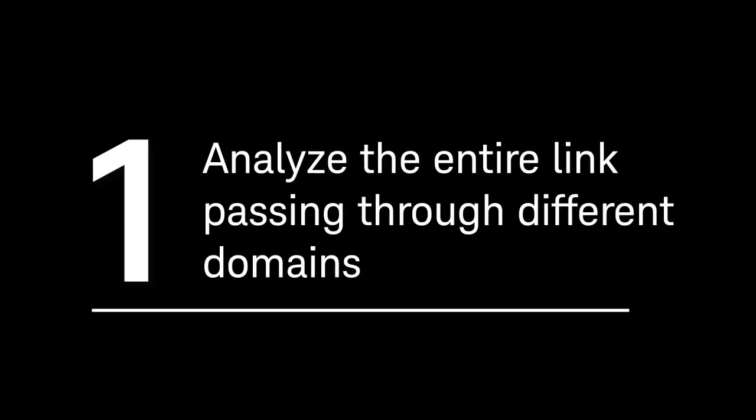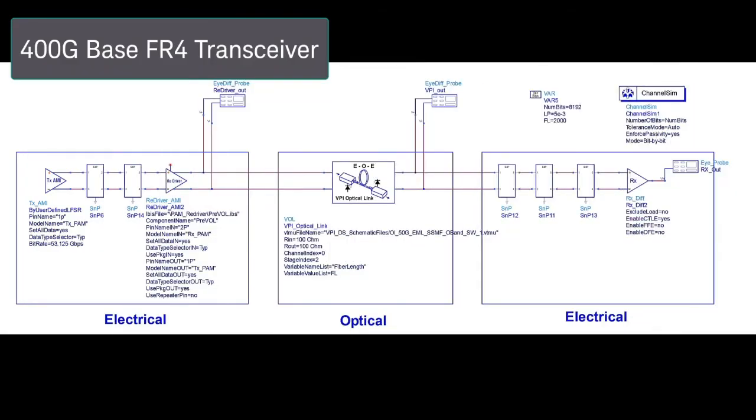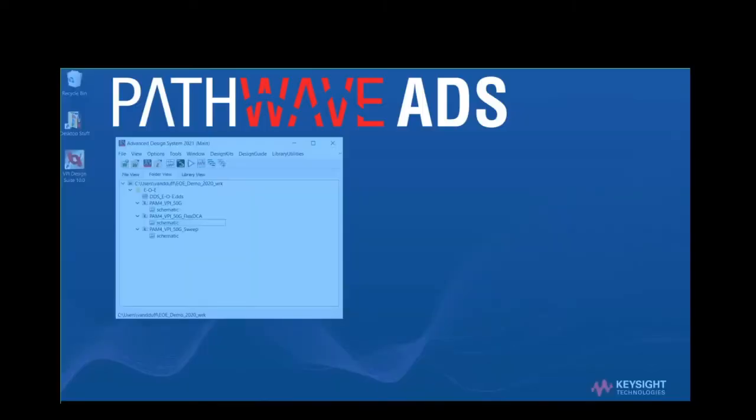Let's address challenge number 1. Analyze the entire link from electrical to optical back to electrical, passing through different domains. In this video, we will cover these main challenges with a typical 400G base FR4 transceiver, a full end-to-end link. So how do we address challenge number 1?